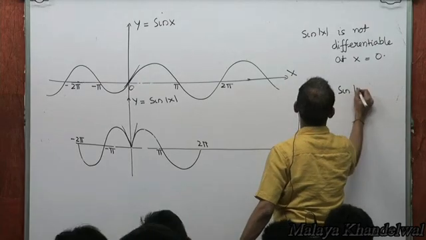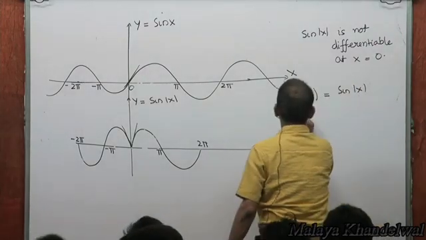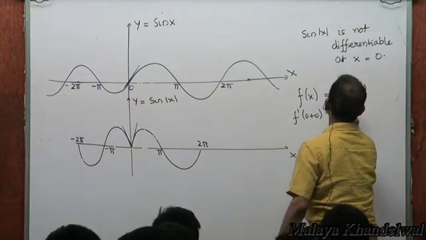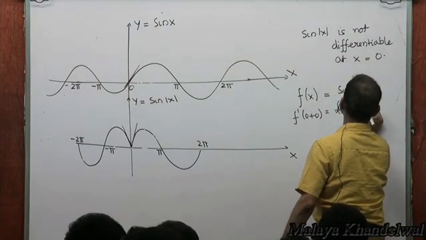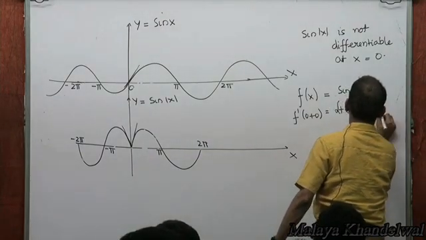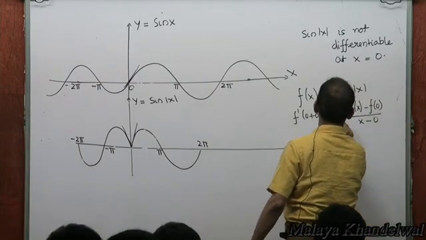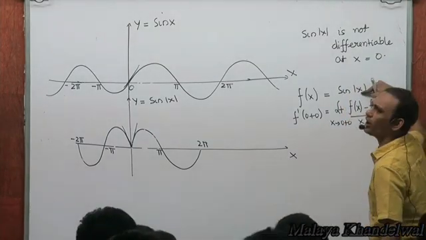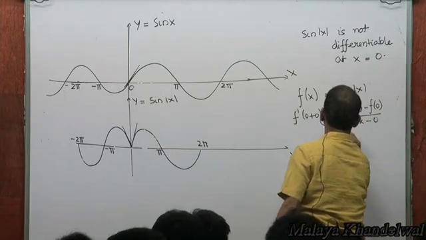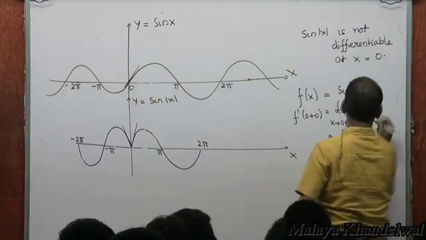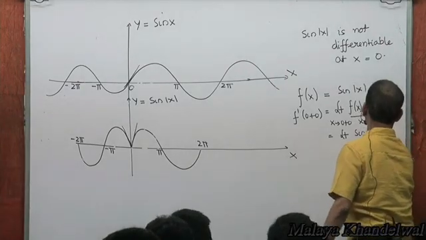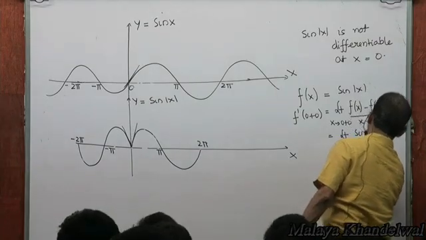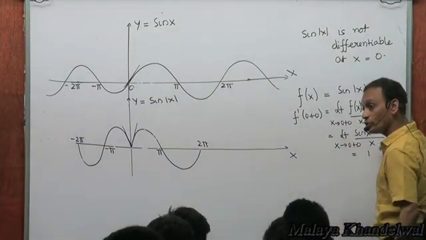f(x) is, say, sine mod x, right? f dashed 0 plus, the right hand derivative at x equal to 0, would be limit of f(x) minus f(0) by x minus 0 as x tends to 0 from the greater than 0 side. When x is slightly greater than 0, mod x will be x. f(0) is 0, so sin x by x as x tends to 0 from the greater than 0 side, which is the right hand derivative at x equal to 0, limit sin x by x, that's going to be 1.